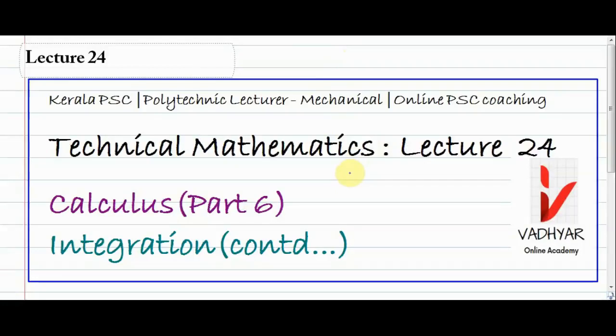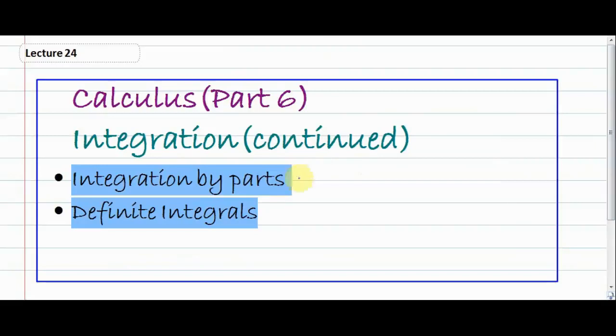In this lecture, we will continue with integration. In particular, we will discuss integration by parts and definite integrals. So let's get started.